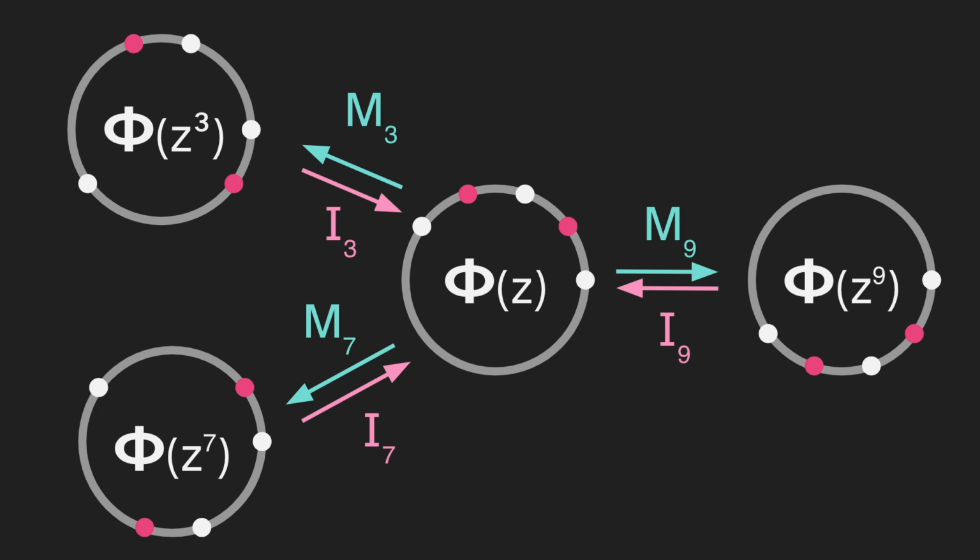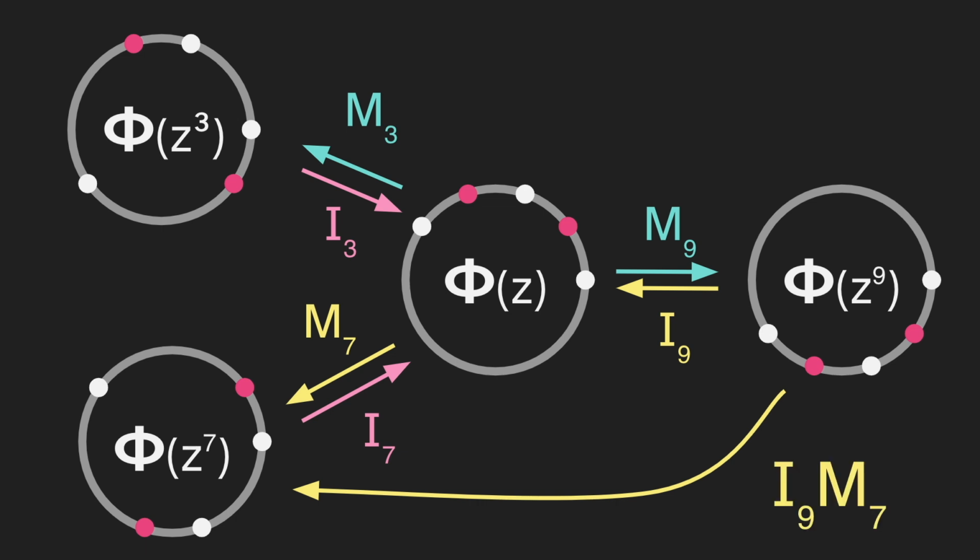So what if we want to go from phi of z to the 9 to phi of z to the 7? Well, we can first multiply by I sub 9 and then by m sub 7, and that will take us along that path. And so I sub 9 times m sub 7 gives us a direct path between those two sets. And we can find a similar path between any two sets.